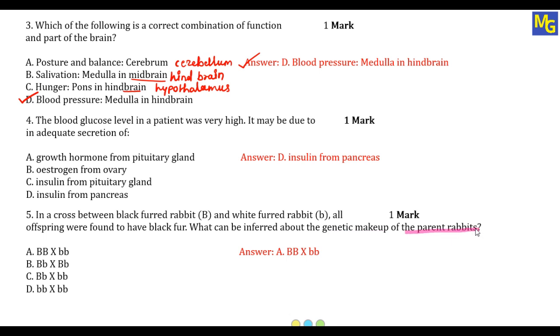So if all the offspring after crossing were getting black fur, then what is the genetic makeup of the parents, that we have to tell. If you see here, the offspring all have black, which means in the offspring there is one dominant gene, that is capital B. As we all know, if you want to see black fur in the offspring, either it should have both capital B as a genetic makeup, or at least it should have one capital B and one small b.